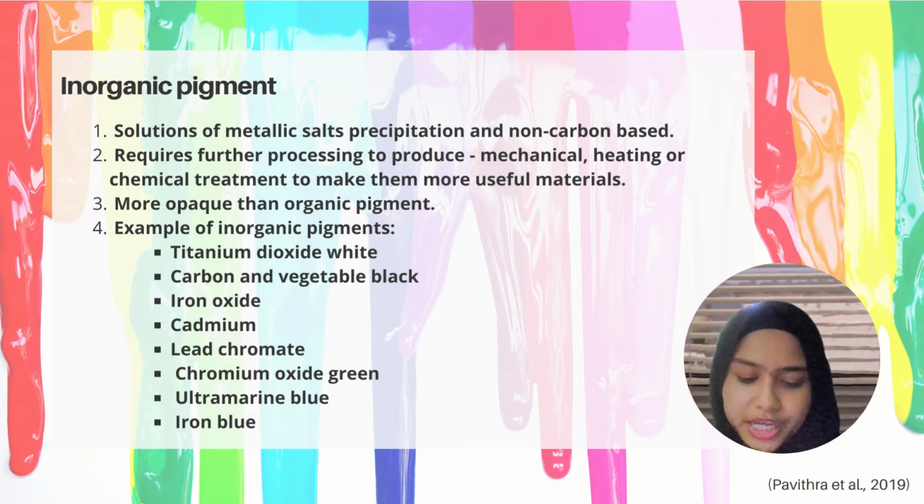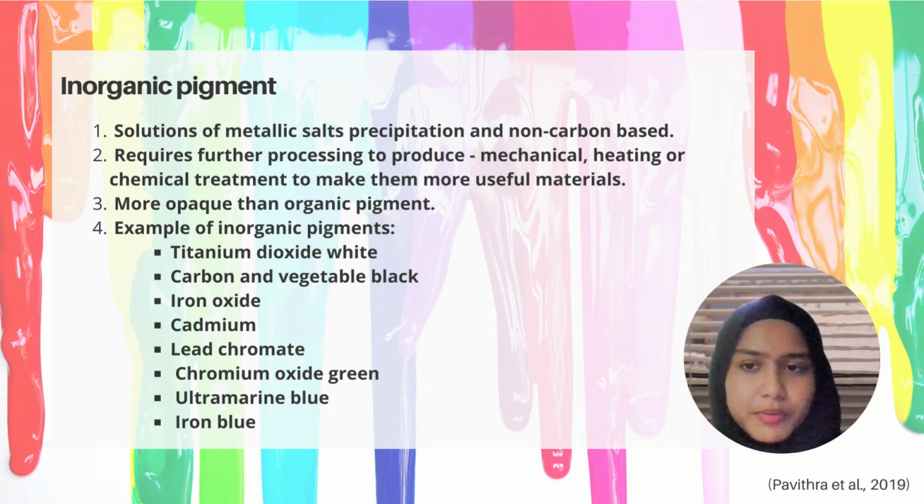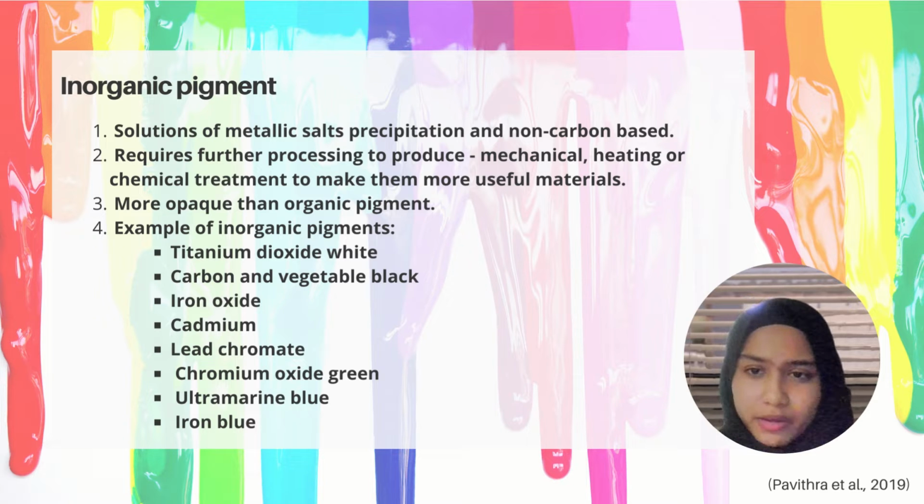Next, I will talk about inorganic pigment. Inorganic pigments are the result of metallic salt precipitation and are not based on carbon. Even though the pigments are in the precipitated form, the raw pigment materials will require further processing like mechanical, heating, or chemical treatment in order to make them more useful materials. Inorganic pigment also can be considered opaque due to its optimum particle size.